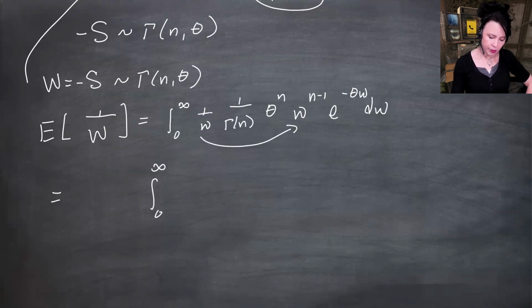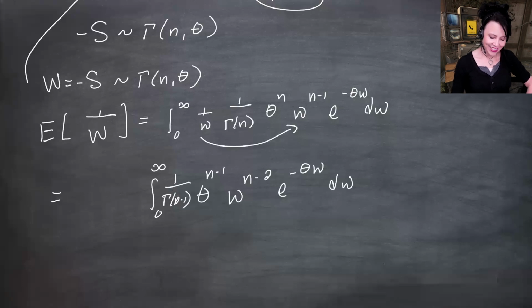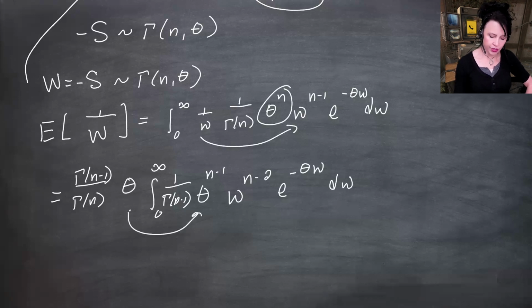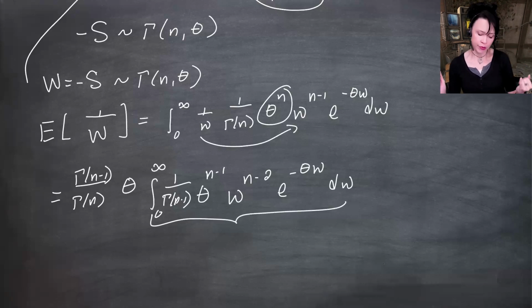But I'm going to kind of skip ahead just a little bit. I'm going to write this as w to the n minus 2, e to the minus theta w dw. And now I need this to be theta to the n minus 1, 1 over gamma n minus 1. So I need a gamma n minus 1 here, and the original gamma n down here, and one of these thetas out here, so that these will total up to theta to the n. Okay, so now I do have the integral of the PDF of the gamma distribution with parameters n minus 1 and theta, and we know this is 1.